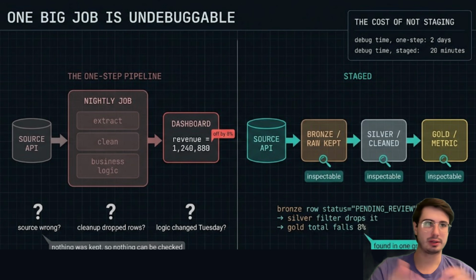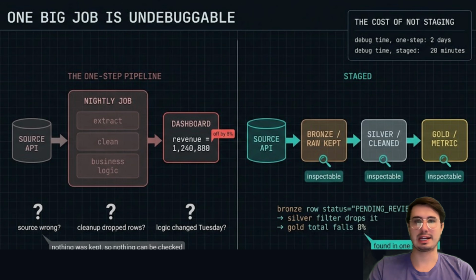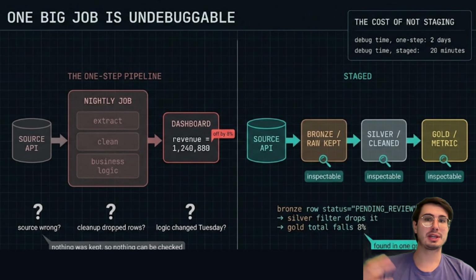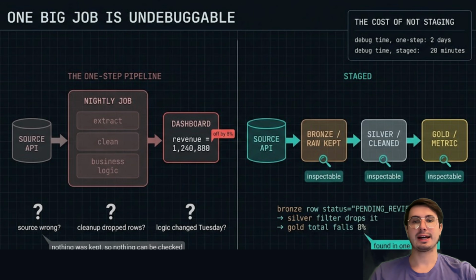Works great for maybe 4 months, maybe a year, maybe a couple years. But then one day, someone in finance says the revenue number looks wrong, right? And now you have a question you can't answer: was the source data wrong, or did your cleanup logic drop rows, or did the business logic change last Tuesday? And you can't tell because all of those things happen inside the same job. The only thing you kept was the output. The raw data is gone, the intermediate state never existed, so you rerun the whole thing and hope it comes out different and then try to figure out what went wrong.